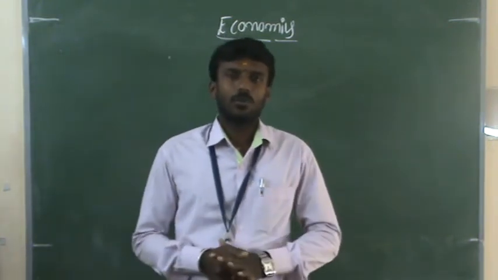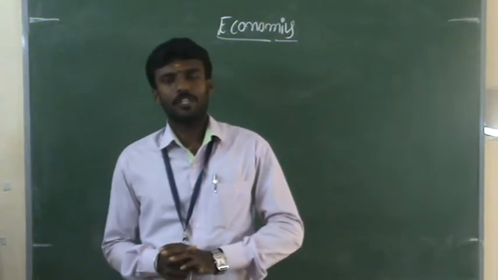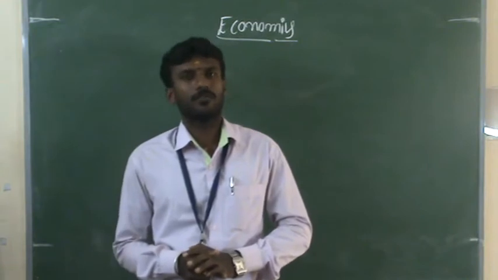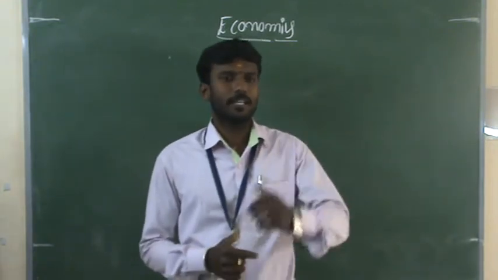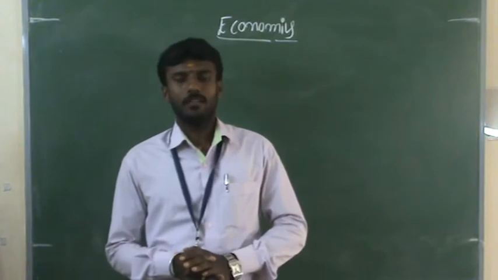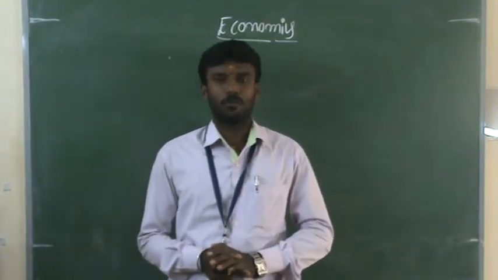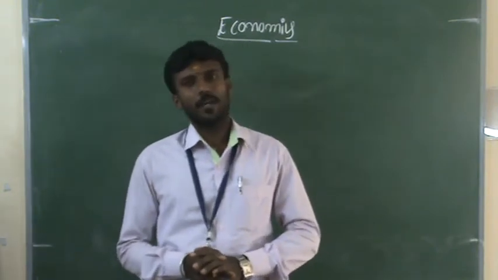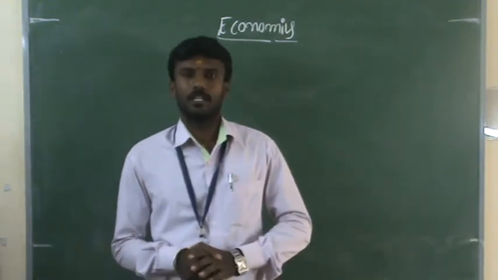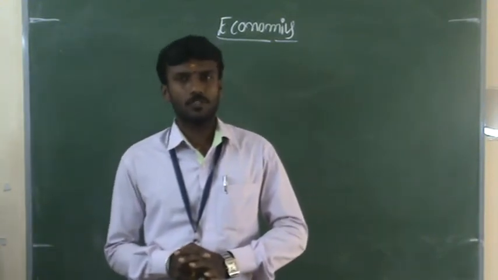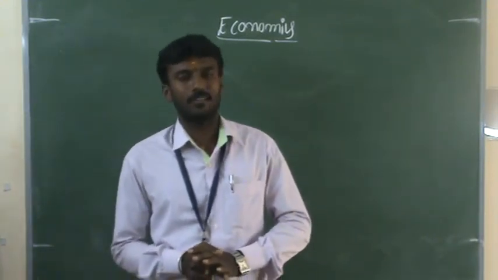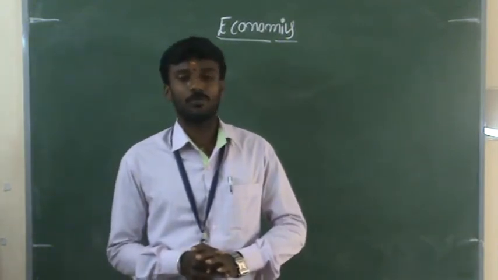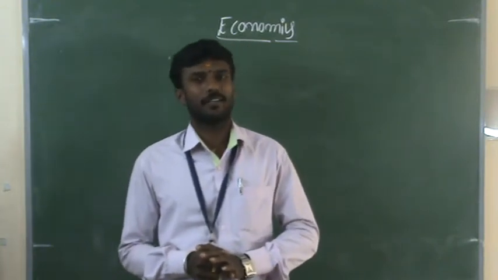Under the law of diminishing marginal utility, or simply LDMU, there are 4 or 5 sub concepts: one is introduction, second is meaning, third is assumptions, fourth is the table, and fifth is the diagram. In all these aspects we learn the same thing: when the consumer consumes the same commodity continuously, the marginal utility goes on diminishing or decreasing.